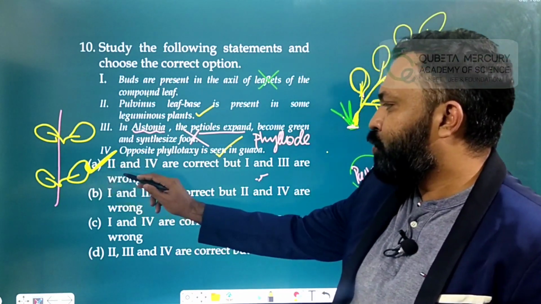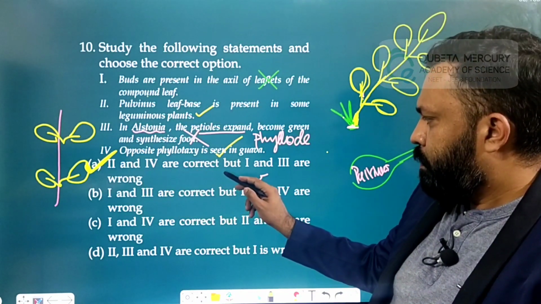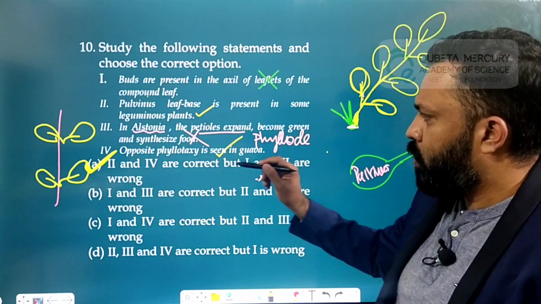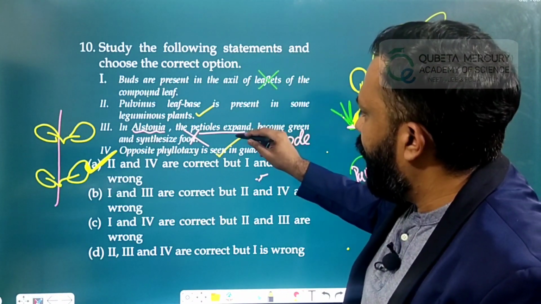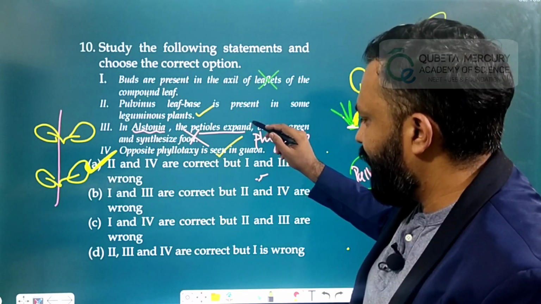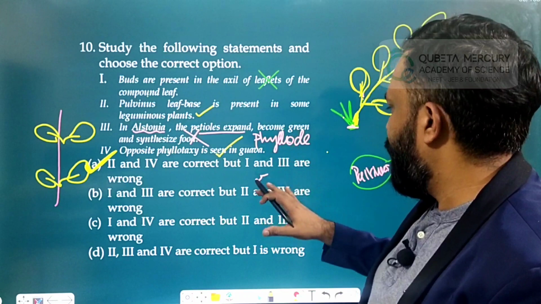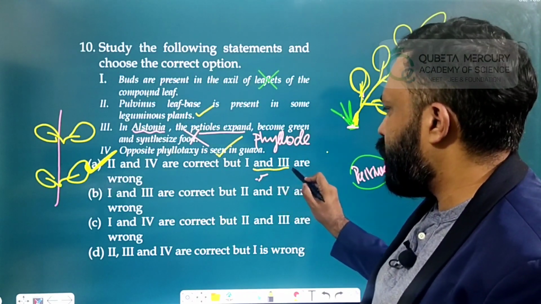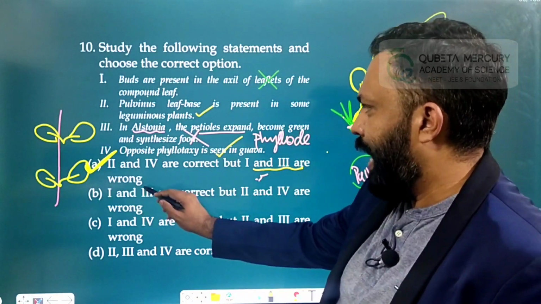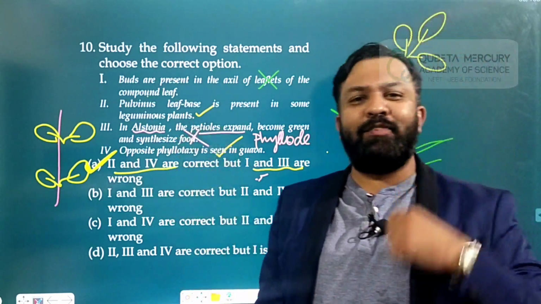Option A: 2 and 4 are correct. No, it's not 1 and 2 wrong. 1 and 3 are incorrect. 2 and 4 are correct. Option A itself is the right answer.